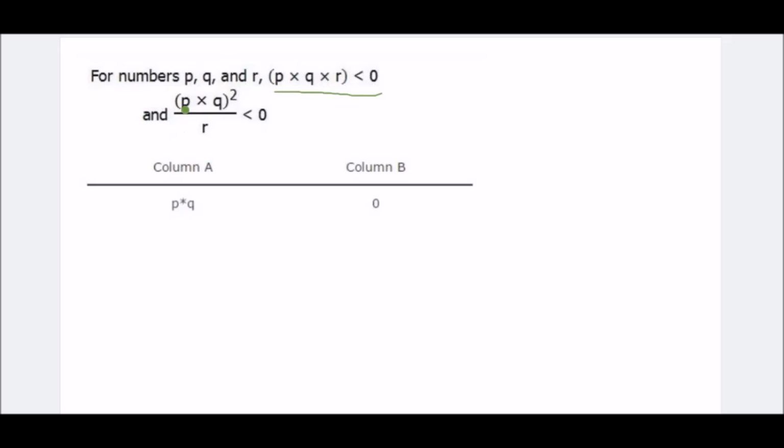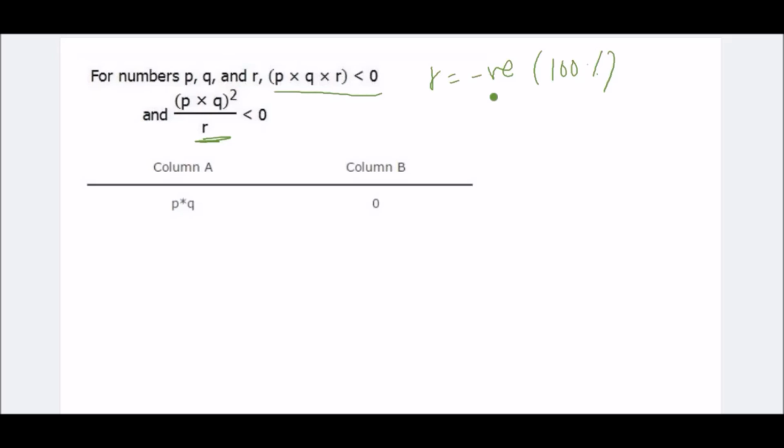But see the second condition, (P into Q) whole square divided by R is less than 0. So P and Q is in square form, so even if it is negative, it will become positive. But the condition is less than 0, so R must be negative. So by this we determine that R is negative 100%. Right? We can conclude that P and Q both are positive or both are negative.